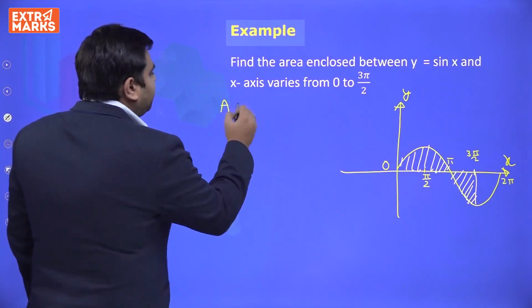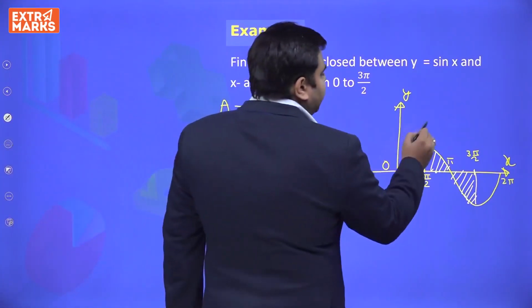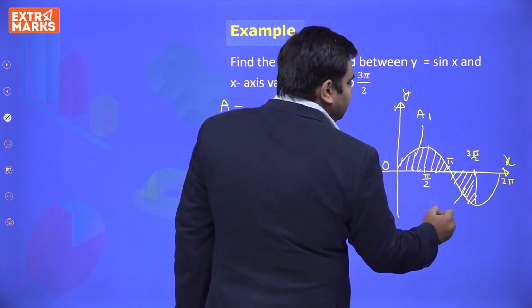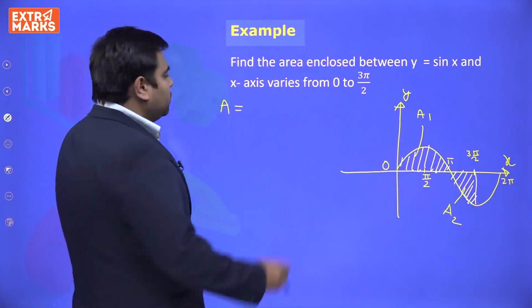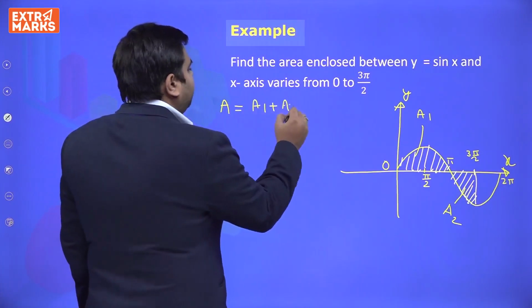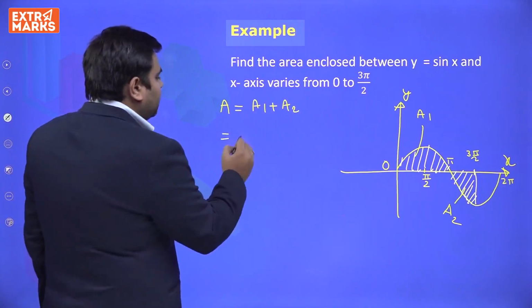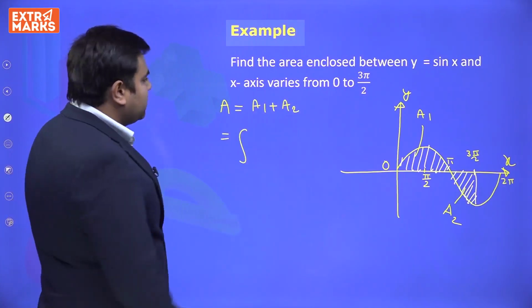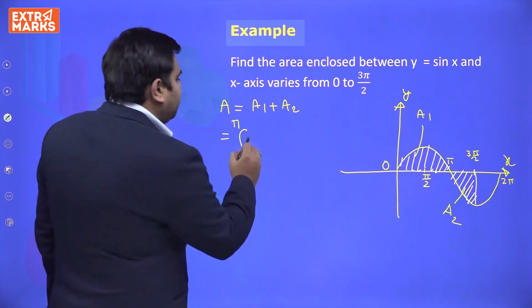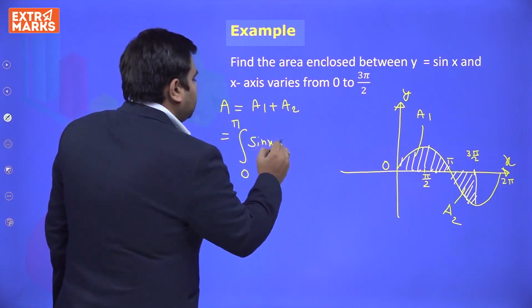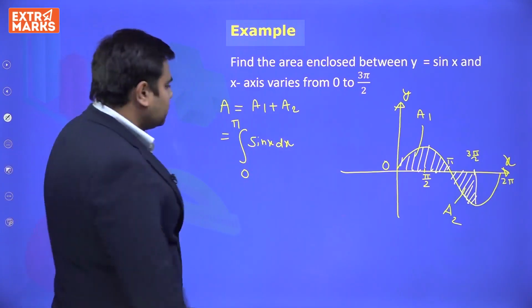So this area will be broken down into two different parts. Let this be A1 and let this be A2, right? So area will be equal to A1 plus A2. What is A1? A1 is integral from 0 to pi of sin x dx. And then what is A2?